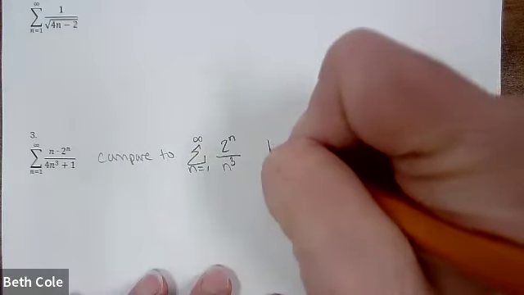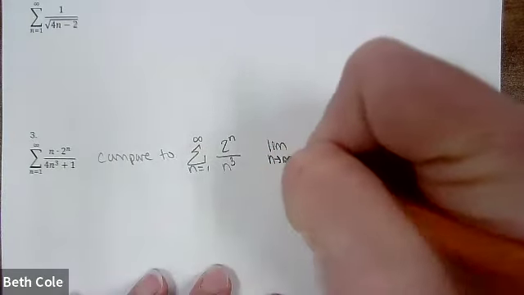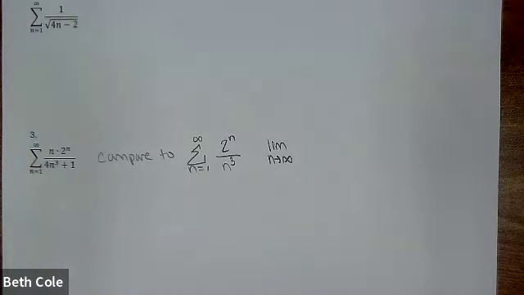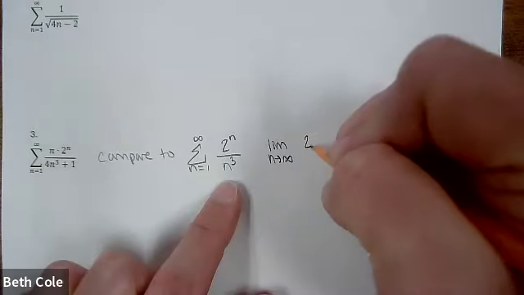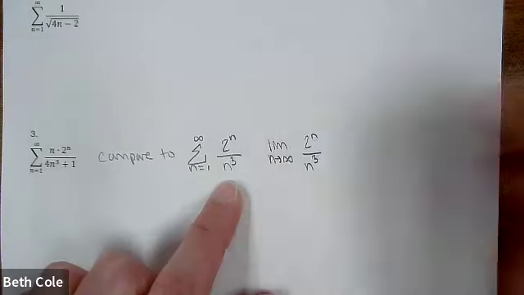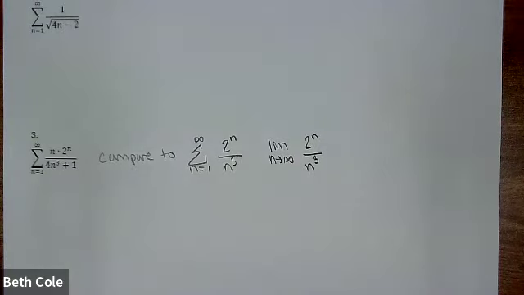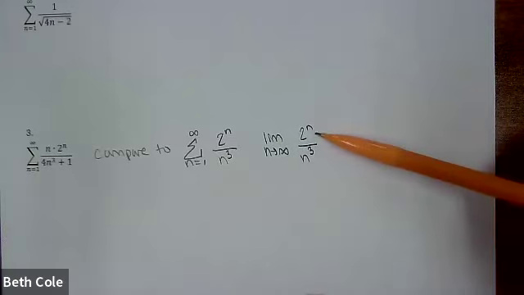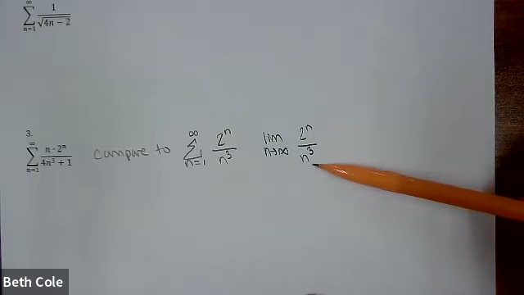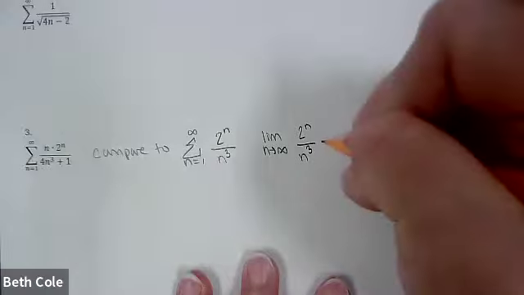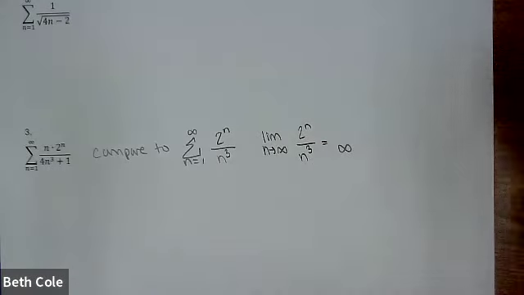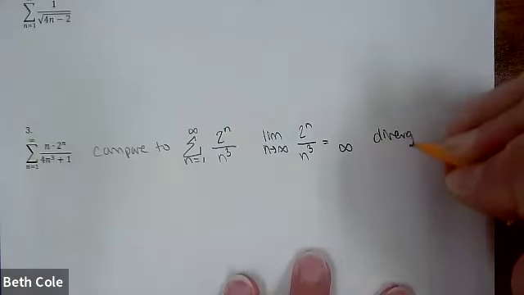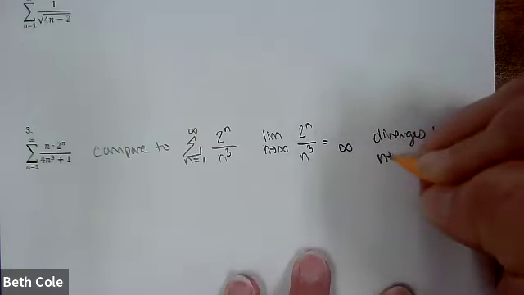So I'm going to do an nth term test with that. It's not a p-series. It's not geometric. So I don't have one of those simple ones that I can compare it to. So I'm going to do an nth term test. The numerator is exponential. The denominator is polynomial. Exponential grows faster than polynomial. So this is going to go to infinity. Perfect. So we're going to say diverges by nth term test.